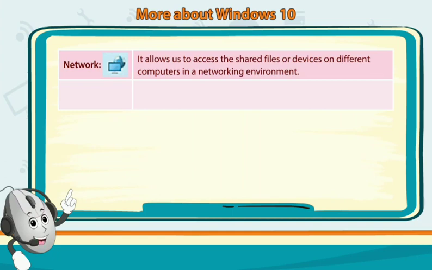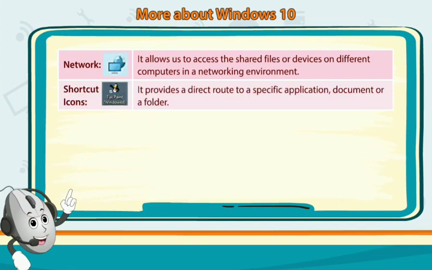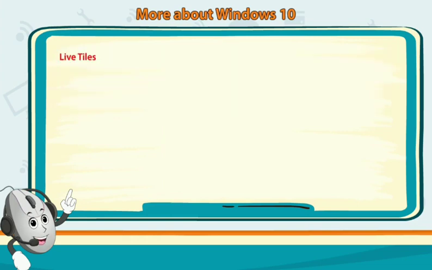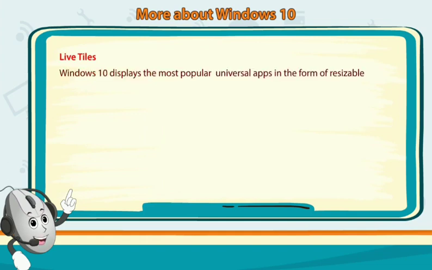Network, it allows us to access the shared files or devices on different computers in a networking environment. Networking means connection of many devices or computers. So it allows users to share files and devices. Shortcut icons, they provide the direct route to a specific application, document or folder. Using that shortcut, we can directly open that particular program or file.